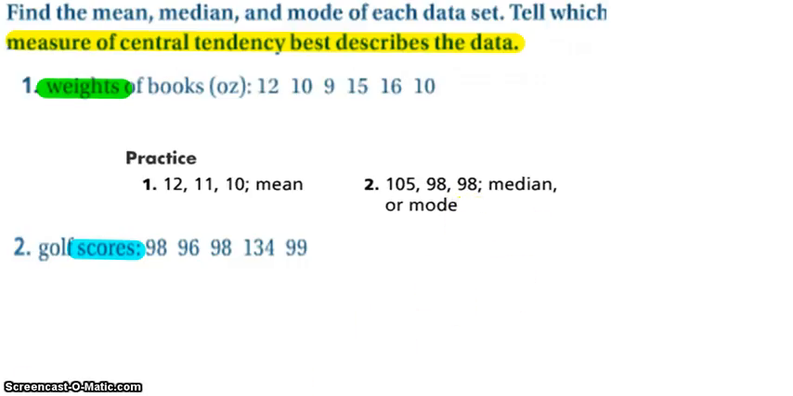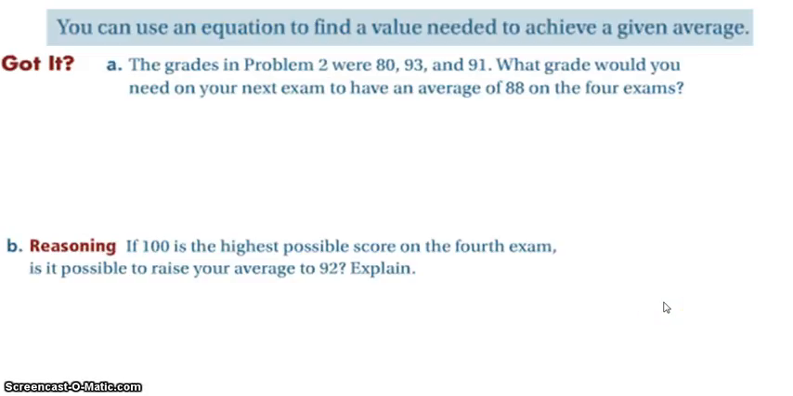Now we get into using an equation to find an unknown in a measure of central tendency problem. So go ahead, work through the Pearson module until you get to this got it. Then if you need help, come back to the video. Otherwise, do not return until you're ready to check your answer.